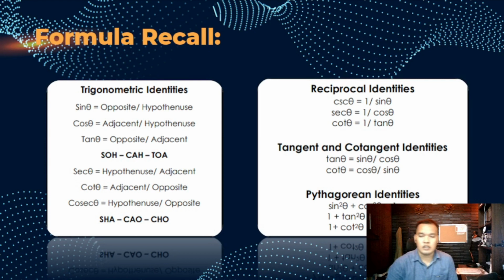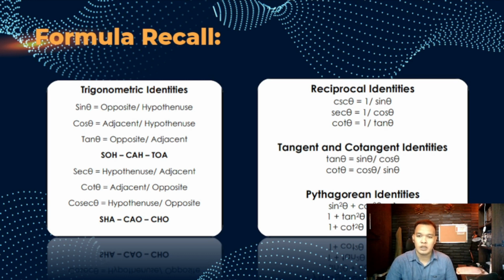Okay, so to start, formula recall tayo. We have trigonometric identities, SOHCAHTOA. Then we also have reciprocal identities, tangent and cotangent identities, Pythagorean identities. The trigonometric identities, which is SOHCAHTOA, is very useful in computing a right triangle, which is solving for the height of a building or height of a tree, the distance between two cars, or the distance between the building and a person.